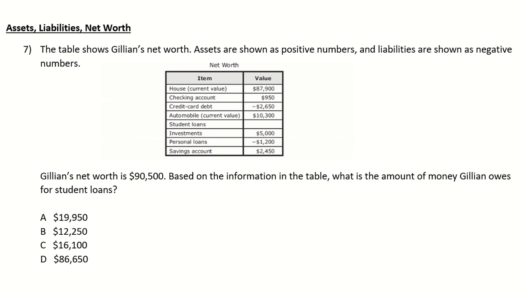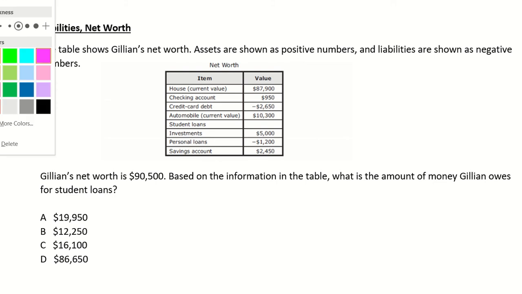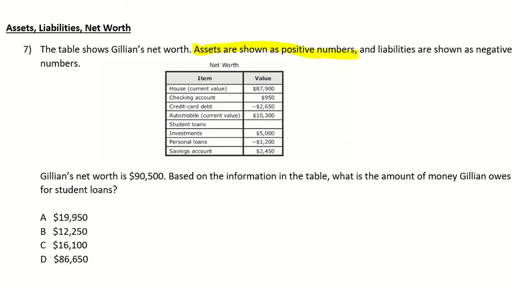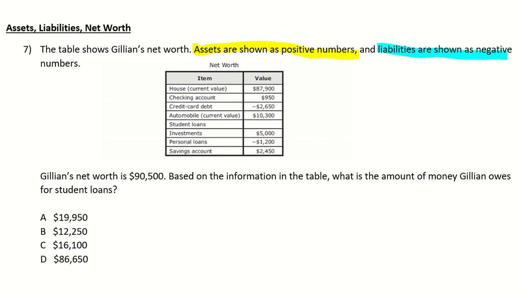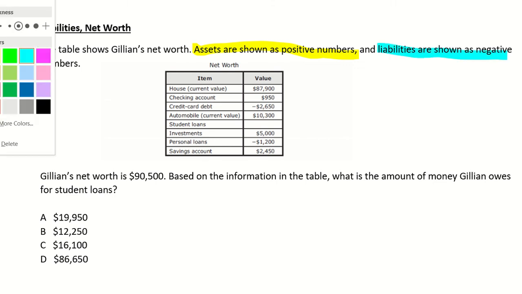All right, switching gears again, we're doing assets, liabilities, and net worth this time. This is one of our most recent topics, so a couple of questions on this. Number 7, the table shows Jillian's net worth. Assets are shown as positive numbers. Assets are shown as positives, liabilities are shown as negatives, so let me highlight that in a different color.